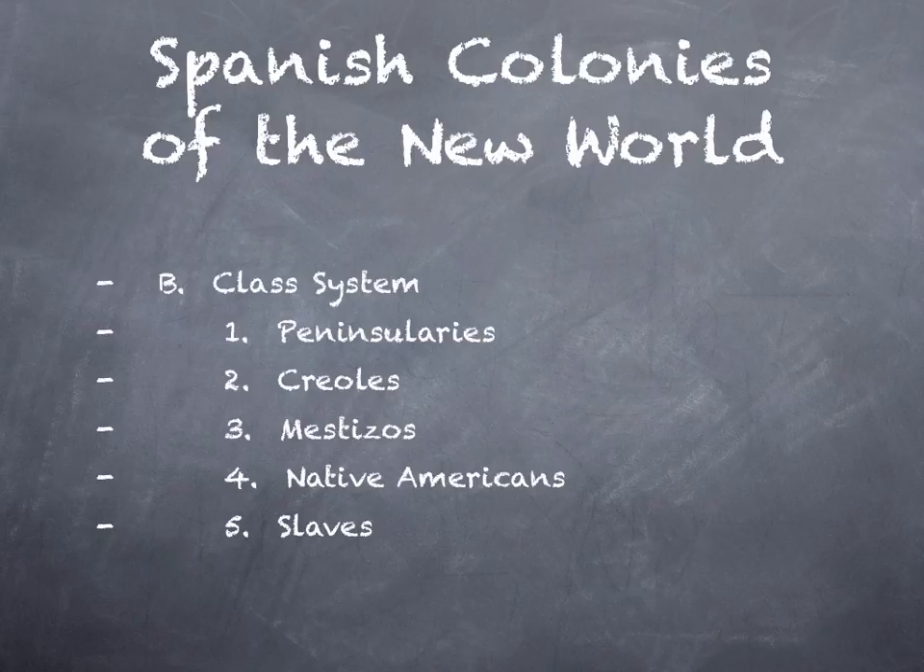The next group were the Creoles. Creoles, again, were 100% European blood. They didn't have any native blood in them or anything else, but they were born in the New World. So a Creole was somebody who had a European mom, European dad, but was born in the New World. A Peninsulary had to be born back in Europe.